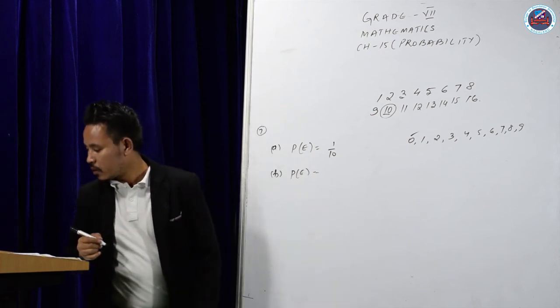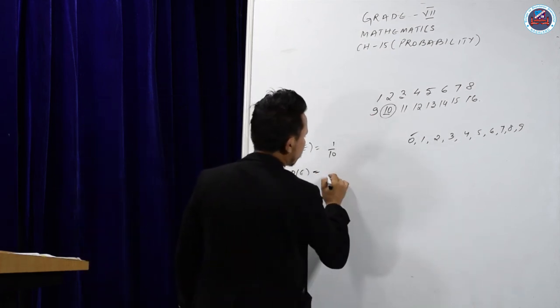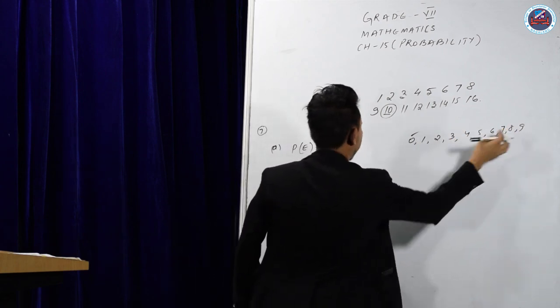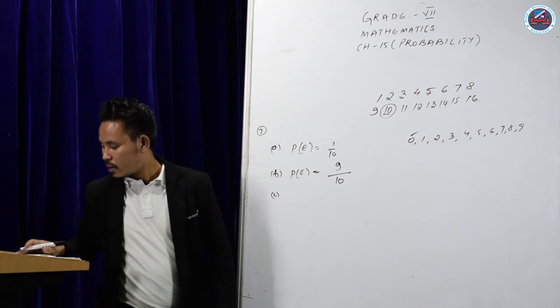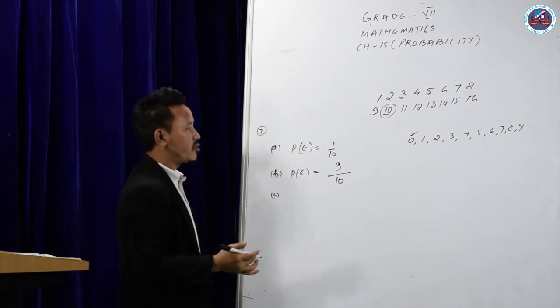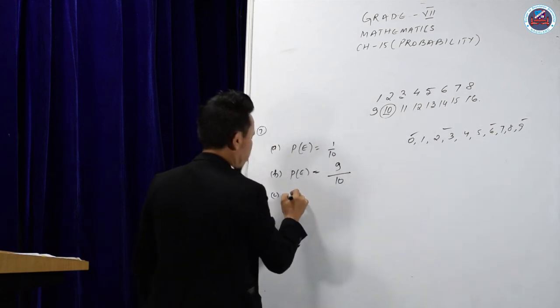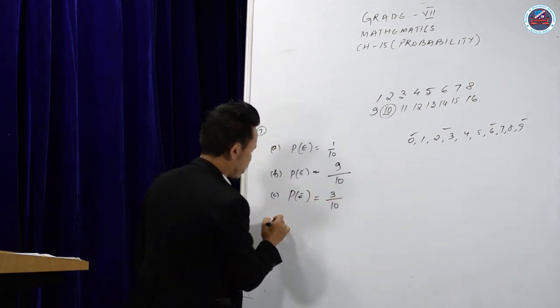So next we have number B. Number B is not 0. So now when we don't include 0, how many numbers do we have? 1, 2, 3, 4, 5, 6, 7, 8 and 9. 9 upon 10. Number C, a multiple of 3. Multiples of 3 we have 3, 6 and 9. That is probability of the event, that is 3 upon 10.